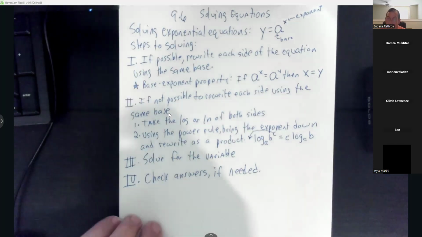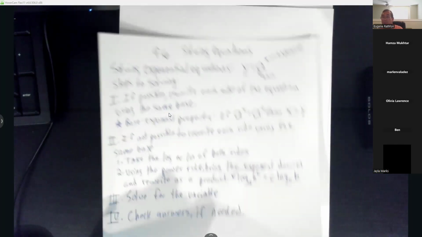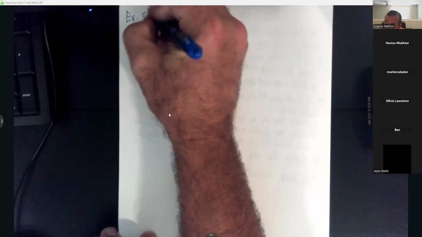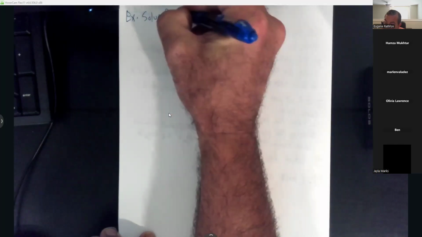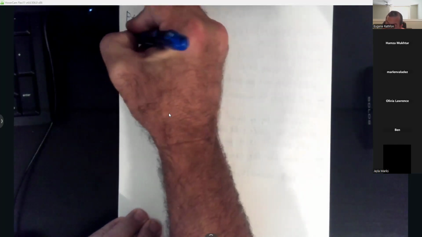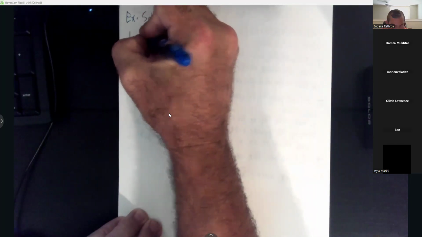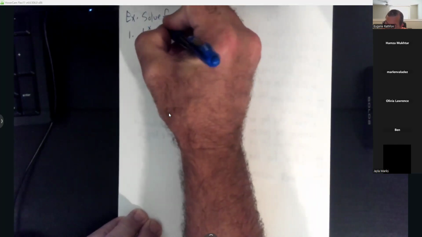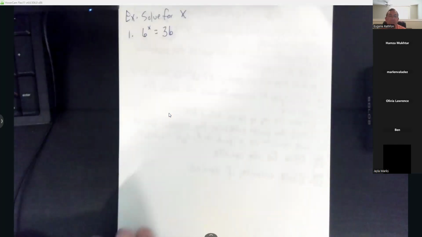All right, y'all, so let's solve some exponential equations, okay? So these examples are just going to say solve for x. Our first one, I got 6 to the x equals 36.